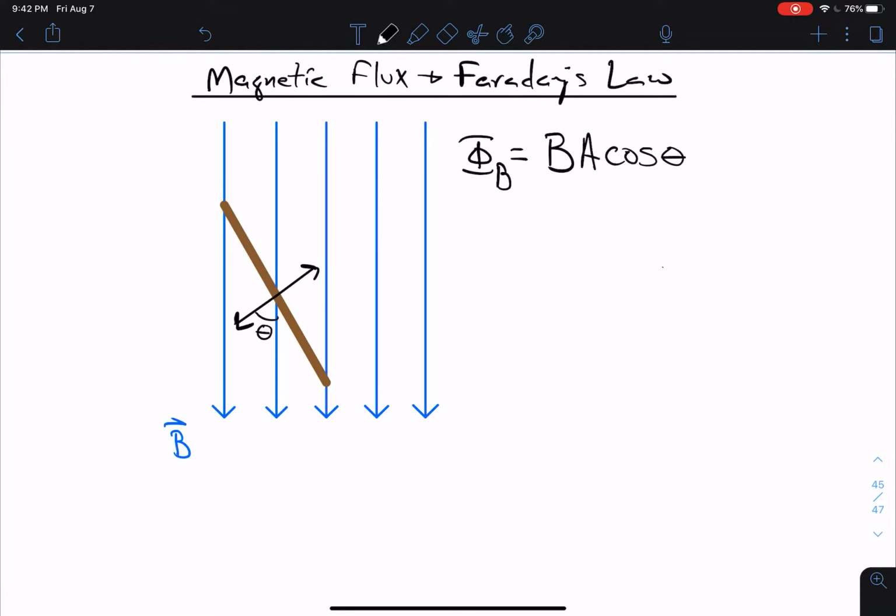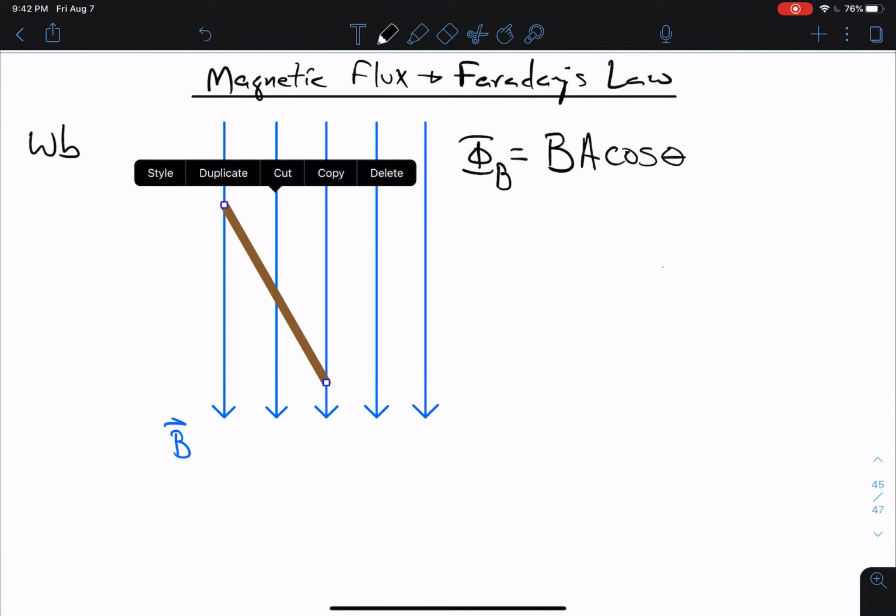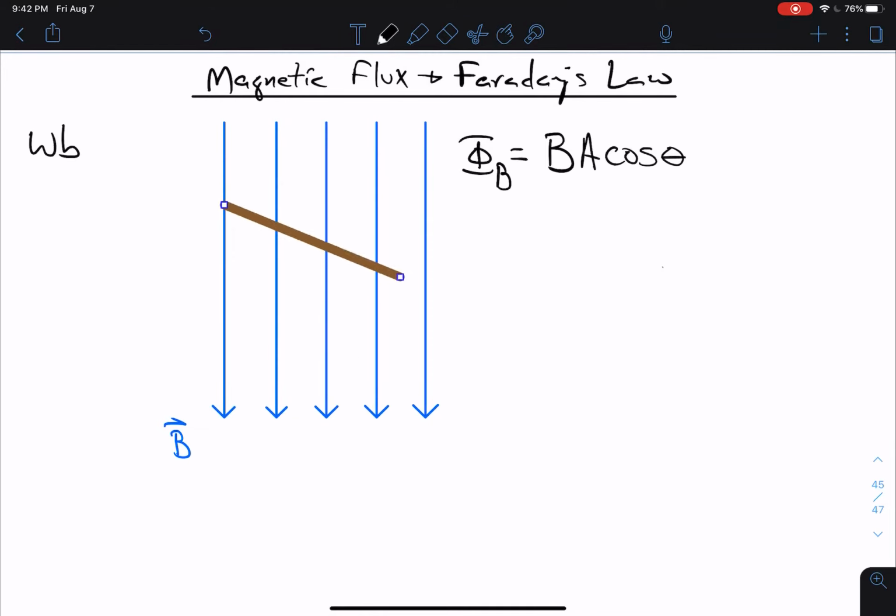Now I should mention that the unit for flux is Webers, and we represent Webers with a Wb. Capital W, lowercase b, that's the unit for magnetic flux, Webers. Okay, let me back up here. Write that unit down again, because I'm sure I'll reference it. And let's get this back up here.